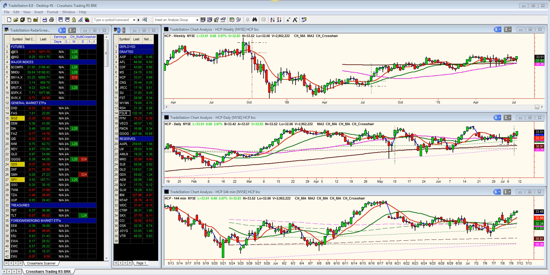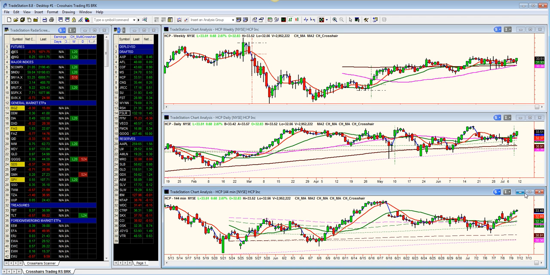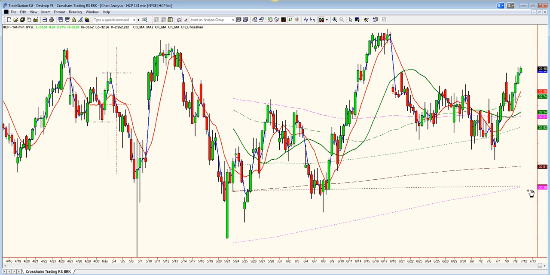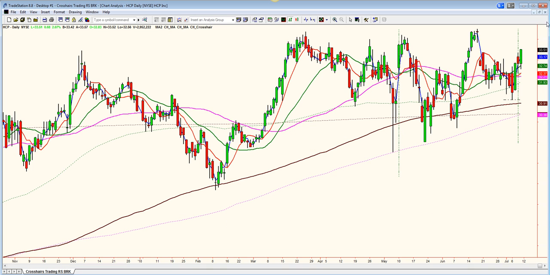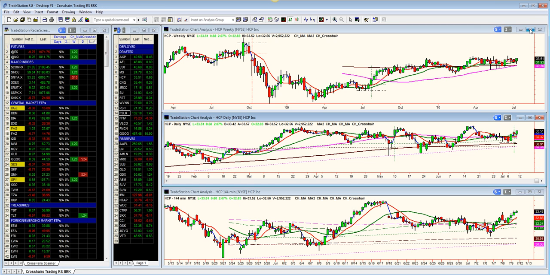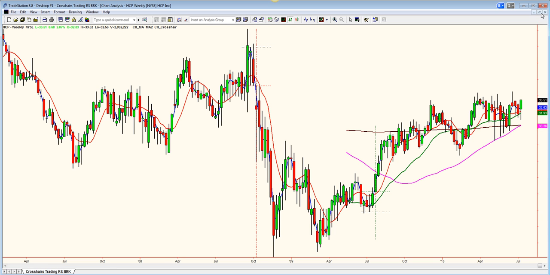But let me share with you my trading strategy, a little bit about it, and how it looks in the TradeStation platform. Here there are several different sections here that I want to explain. First of all, I use multiple charts. I use three. I use an intraday chart here, which is a 144-minute chart. I use the daily chart, and I use the weekly chart.